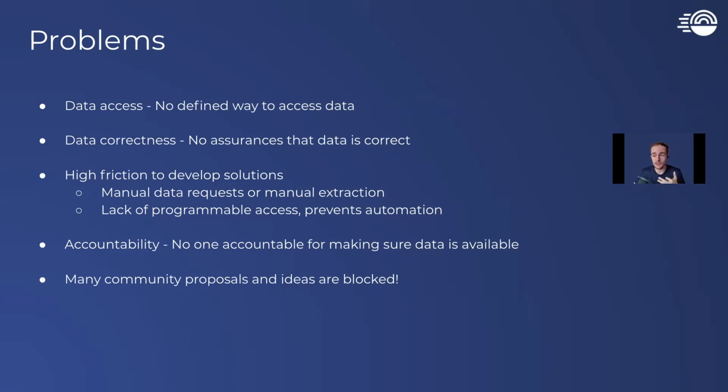Another problem is accountability. Because there's no defined way to access the data, there's no one who's accountable for making sure that data is available, which creates a problem around who to go to to make sure things are correct, and for asking questions about that data source. And the aggregation of these problems means that many community proposals and ideas are blocked. We have two proposals, improve proposal information and project tracking in our proposal information, that are really blocked because they need some reliable base of information that's easy to access.